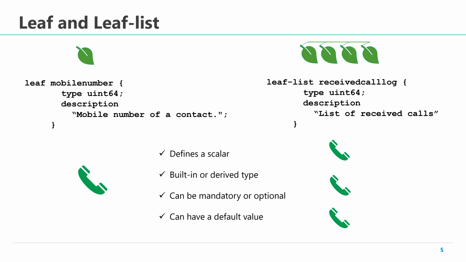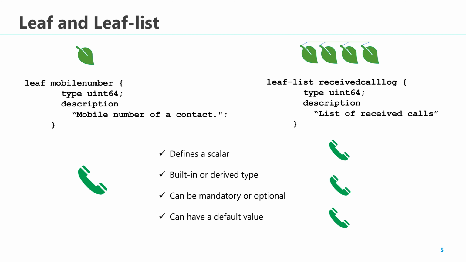So to summarize, a leaf defines a scalar of a particular type. A leaf list provides a list of values of a particular type. They can be either a built-in type or a derived type. In the course introductory video, we saw briefly what a built-in and derived type is. Later in the video series, we will cover the topic of how to define derived types based on built-in types.